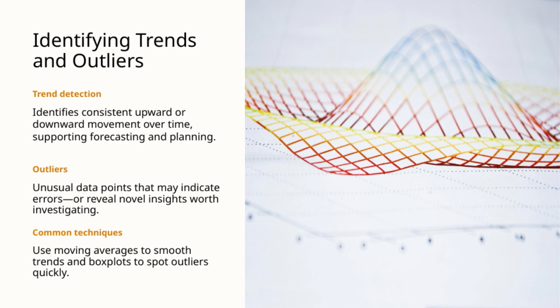When it comes to trend detection, we're looking for consistent upward or downward movements over time. Spotting these patterns can be really helpful for forecasting and planning, giving us a clearer picture of where things are headed. Overall, understanding how to identify trends and outliers allows us to interpret our data more effectively, supporting better decision-making and uncovering hidden opportunities or issues early on.